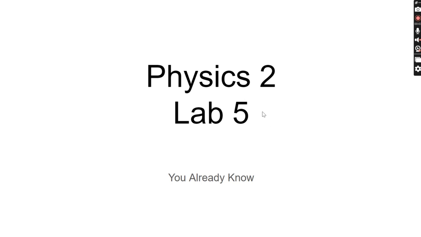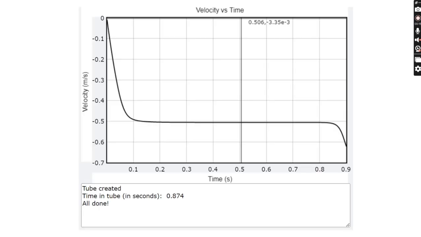Hello and welcome to the final lab of Physics 2, lab number 5. In this lab, we measured the amount of time that a magnet took to fall through a ball of aluminum foil and then built a computational model to recreate that situation and hopefully acquire the same result for the amount of time that the magnet takes to fall through the tube.